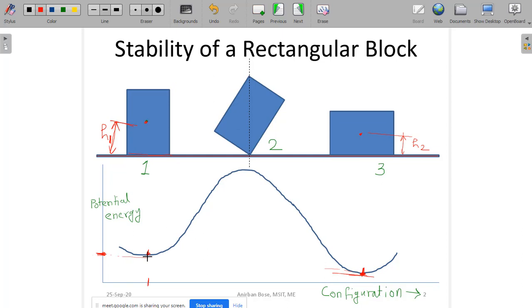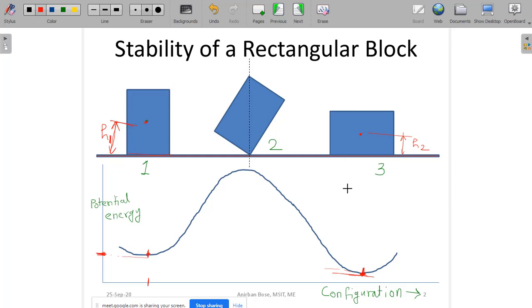Now configuration 1 and configuration 3, these two positions are in equilibrium, because the weight that is acting and the normal reaction are exactly the same, and it is in an equilibrium condition. That we can understand. Configurations 1 and 3 are in equilibrium.